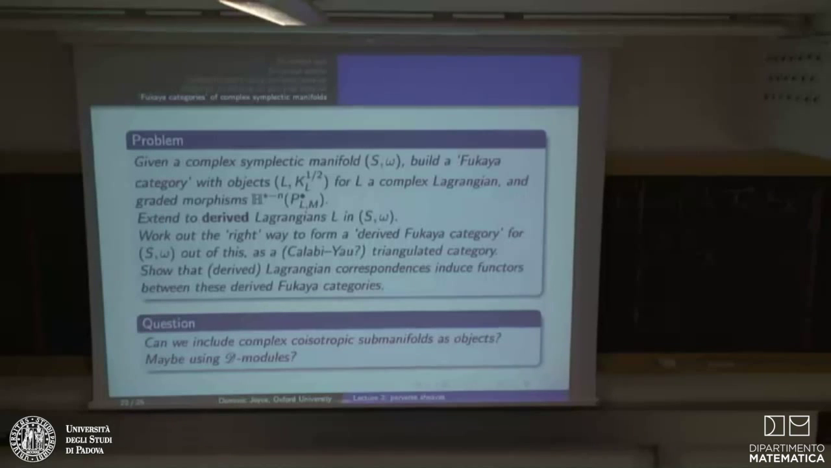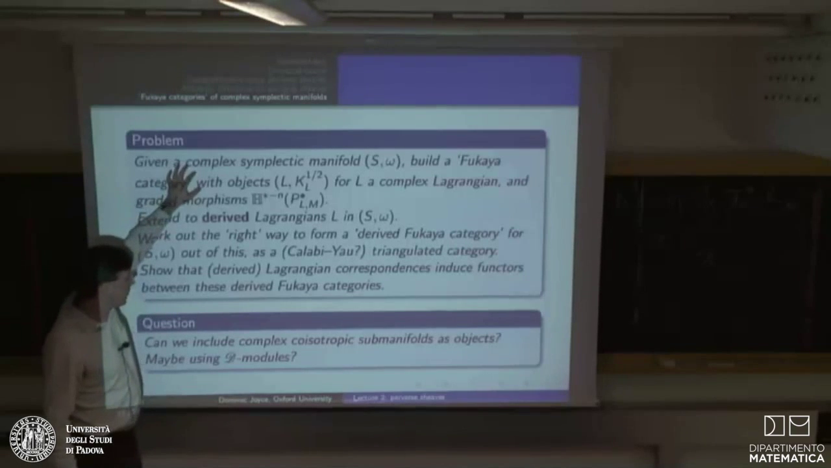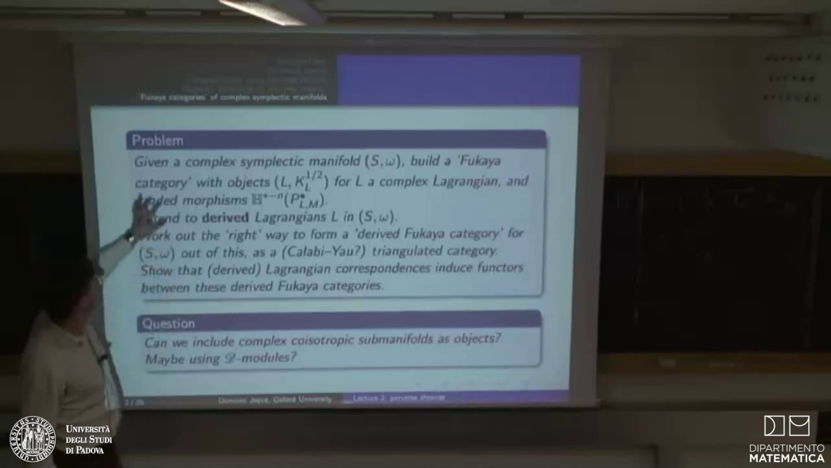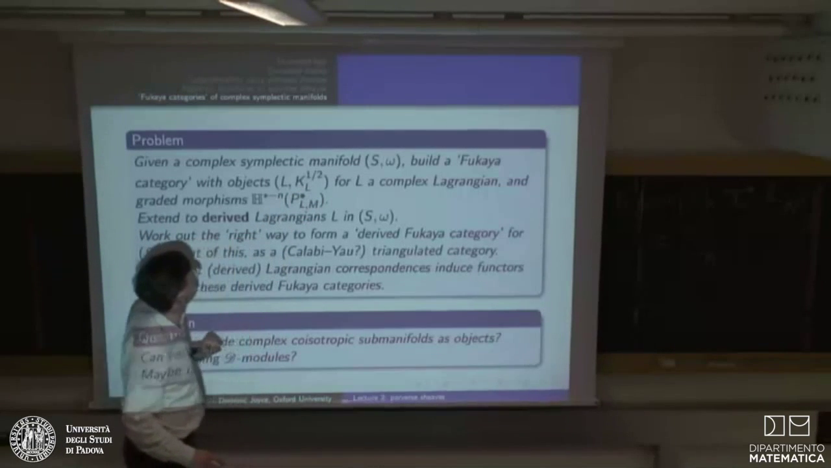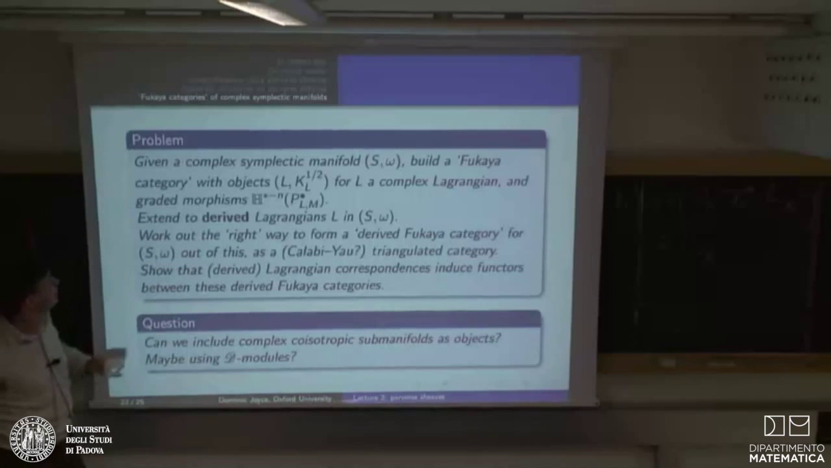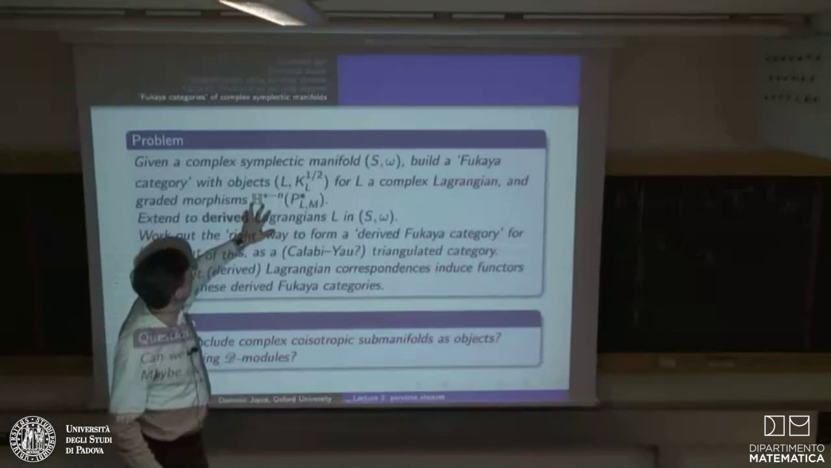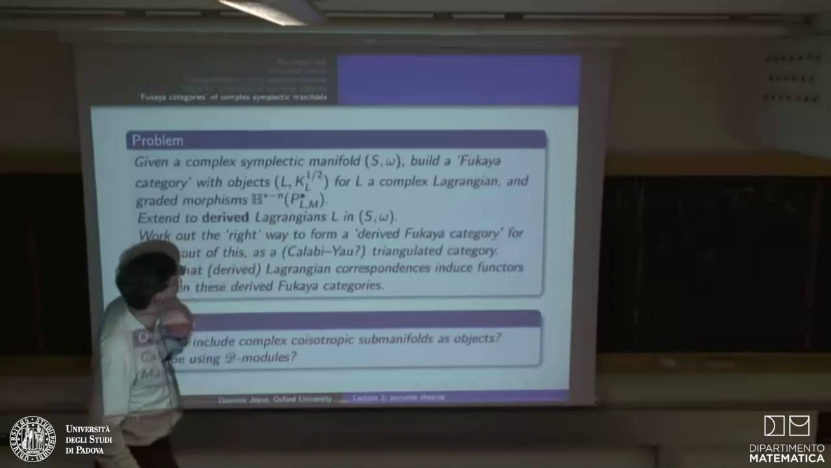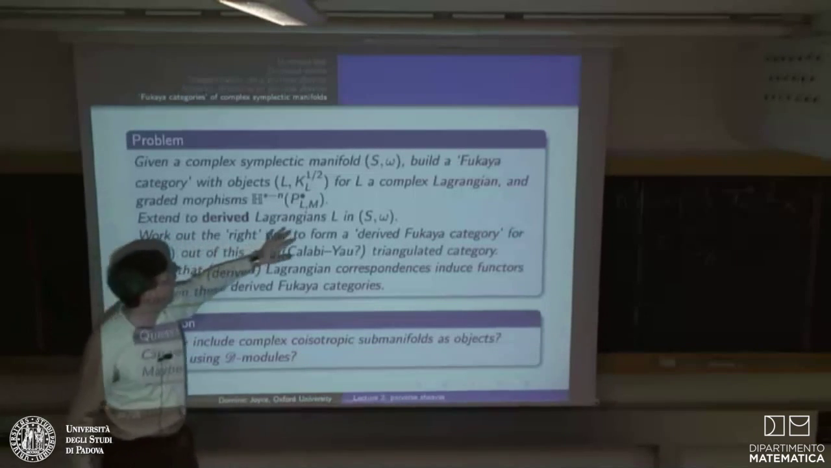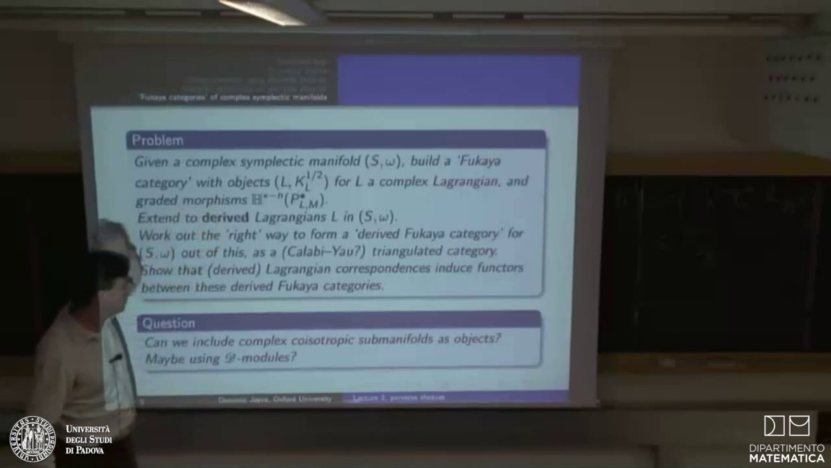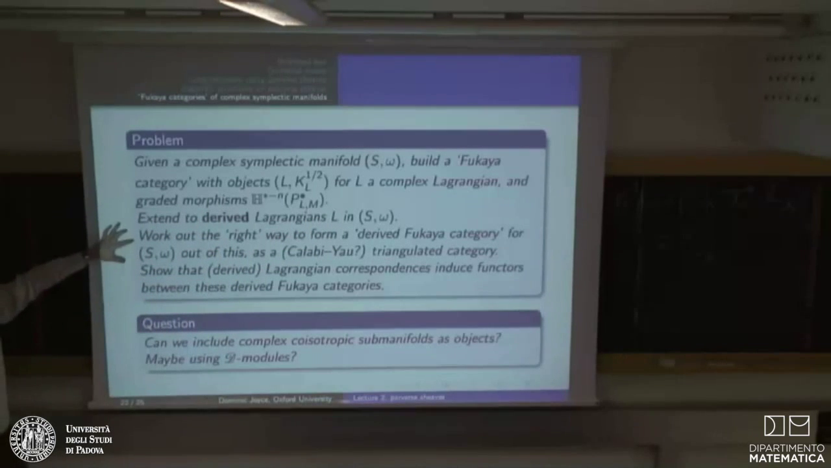So here's a problem. If we're given a complex symplectic manifold S and omega, we would like to build a Fukaya category whose objects are Lagrangians and square roots of their canonical bundles, and whose graded morphisms are the hypercohomology of this perverse sheaf shifted by N. We'd like to extend this to derived Lagrangians L in S omega, in the sense of PTVV. Then we'd like to work out the right way to form a derived Fukaya category for this as a possibly Calabi-Yau triangulated category.